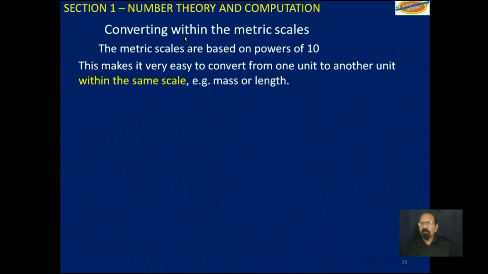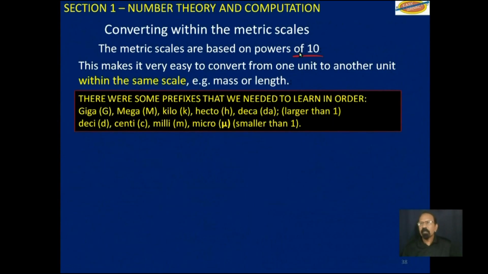So as I said, converting within the metric scale uses factors of 10. You need to learn those prefixes, giga, mega, kilo, hecto, deca. Those are larger than 1. And then smaller than 1, deci, centi, milli, micro. Those are the main ones you need to learn.